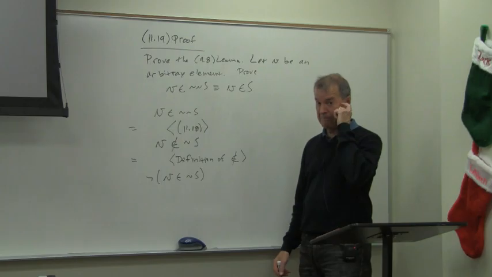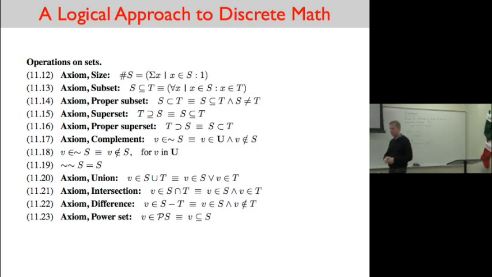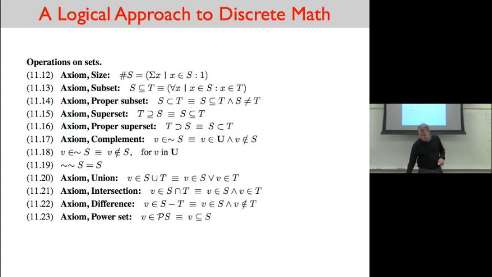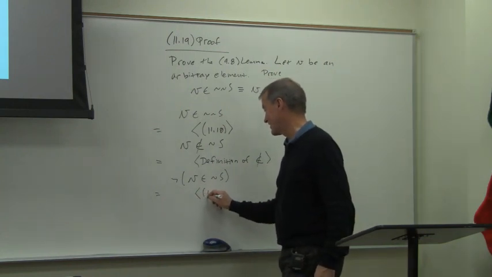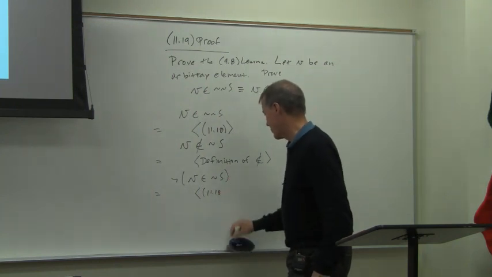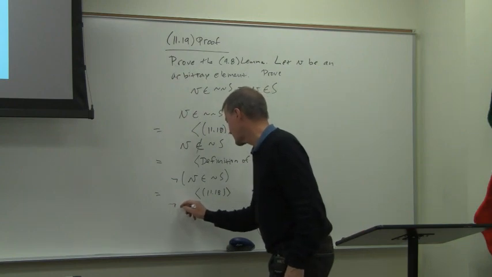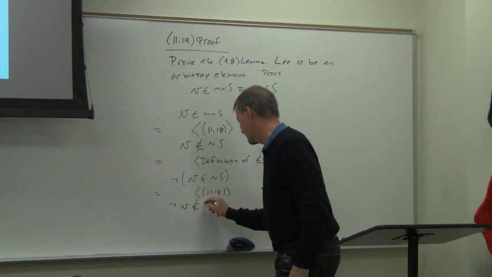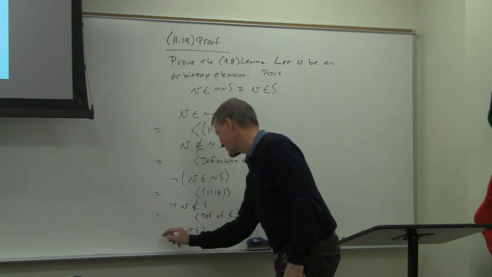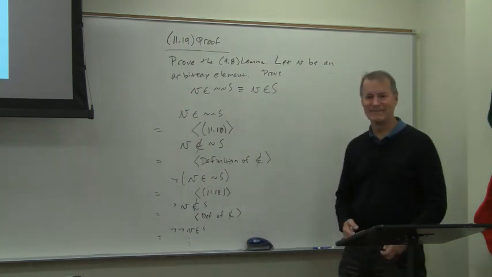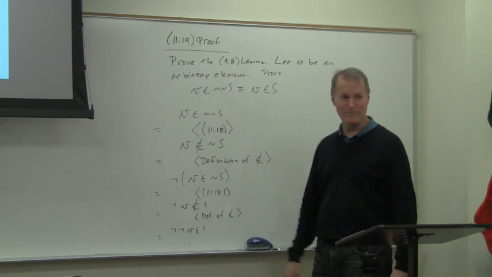Again, are you with me? Is everybody clear on that? Sorry I don't have that on my slides, but it's on your handout. Is everybody clear on this? Okay, and then this equals by what? 1118 again. Not V is an element of the complement of S, but this equals, by definition of not an element of, not V is an element of S, which equals by double negation, V is an element of S. Done. Boom, right? Are we good?